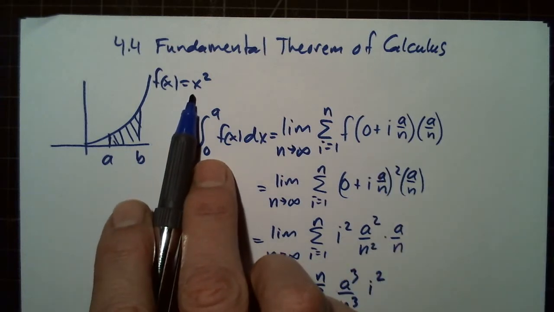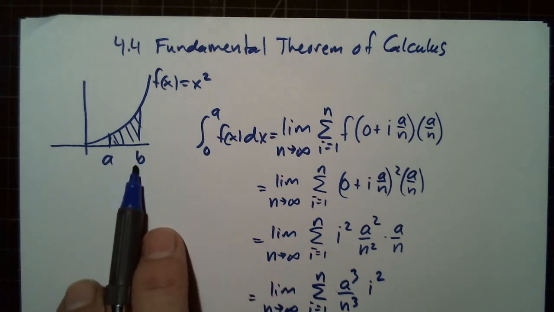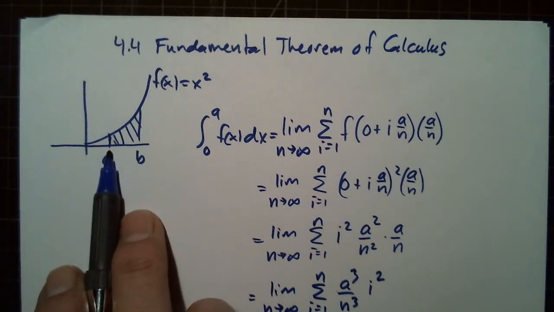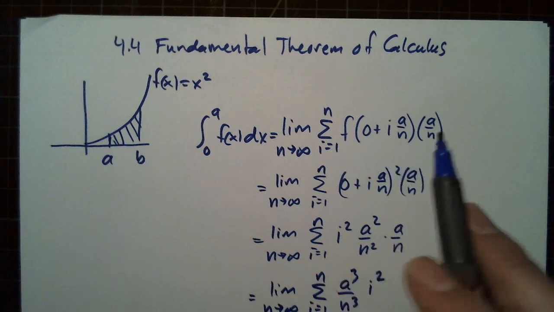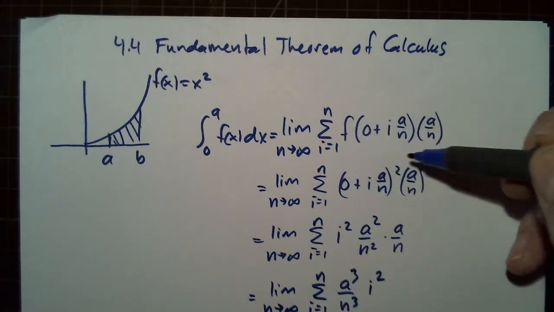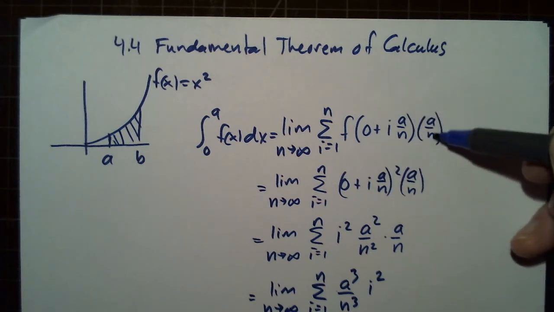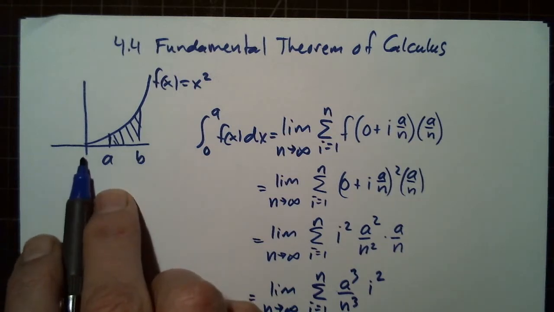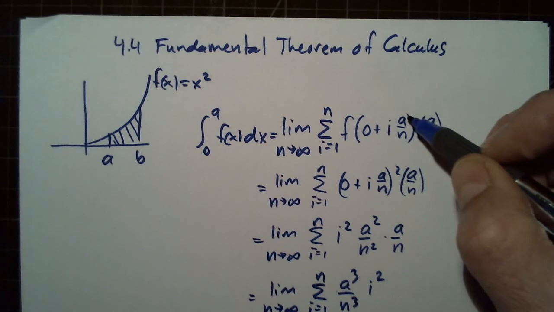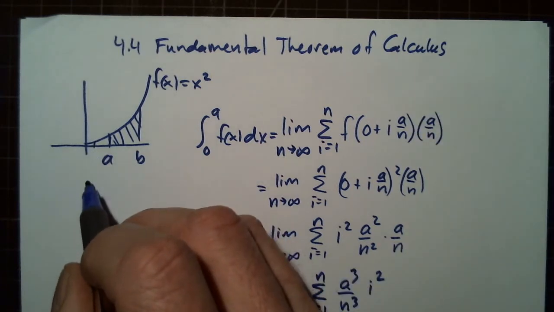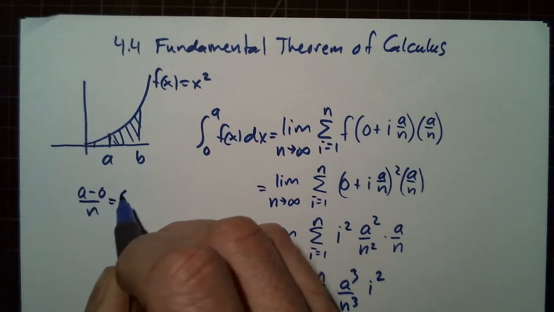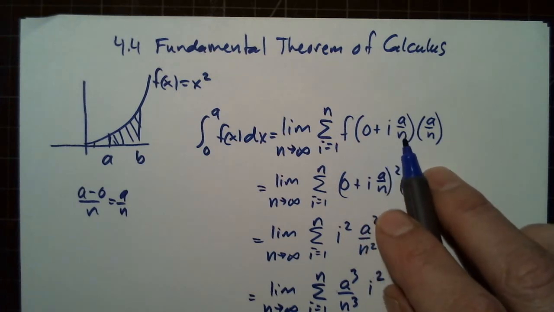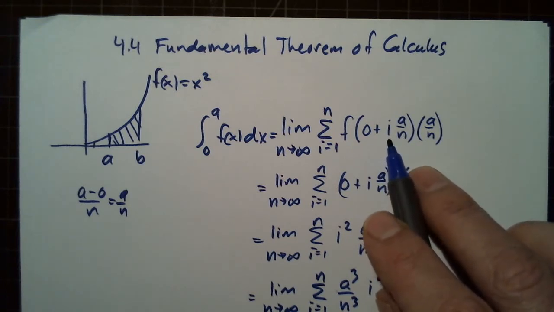So we have f of x. We want the area, instead of going from a to b, let's go from 0 to a. So from 0 to a, we have this notation where we have the y value, or the height of a rectangle, times the width of a rectangle. And the x value is determined by going 0 plus the width of the rectangle. So one rectangle is a minus 0 over n. So each rectangle is a over n, and that's why we have this. And we just add a bunch of rectangle widths to get to the next x value.